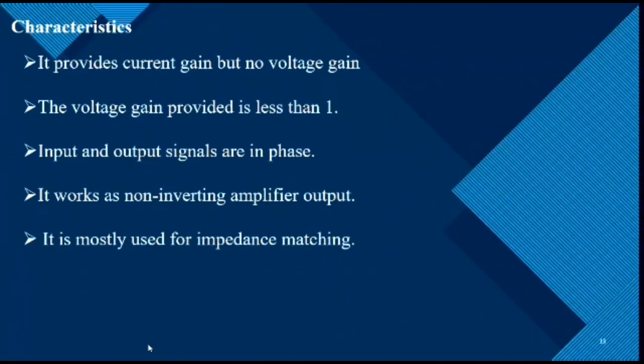So now let us see the characteristics of the common collector configuration. This configuration provides current gain but no voltage gain. In CC configuration, the input resistance is high and the output resistance is low. Also, the voltage gain provided by this circuit is less than 1. And also, the sum of collector current and base current equals emitter current, as I have said before. And in the common collector configuration, the input and output signals are in phase. So this configuration works as a non-inverting amplifier, and this circuit is mostly used for impedance matching. That means to drive a low impedance load from a high impedance source.